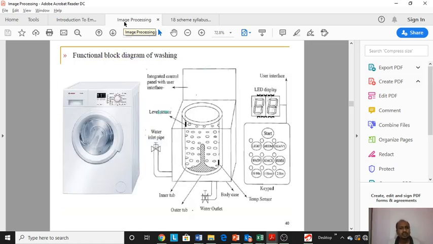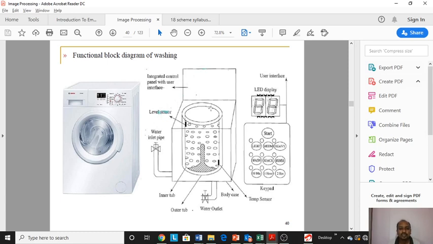Now this is the functional block diagram of the washing machine. You can see here the whole washing machine. This is the knob to set heavy duty, light cloths, medium cloths, woolen cloths, and so on. This is the display unit I'll be getting, right?